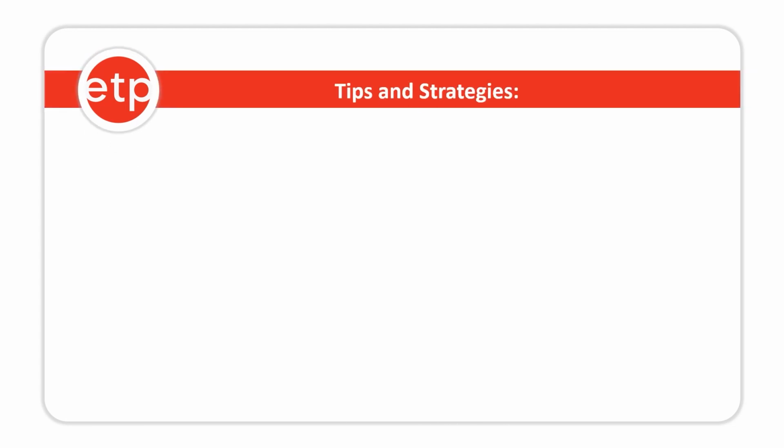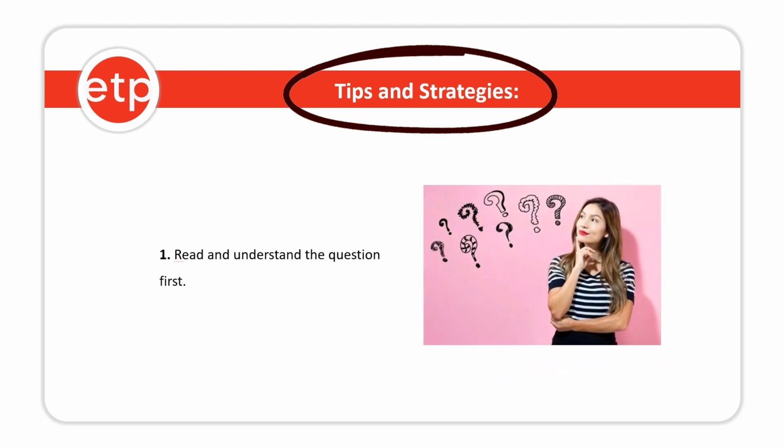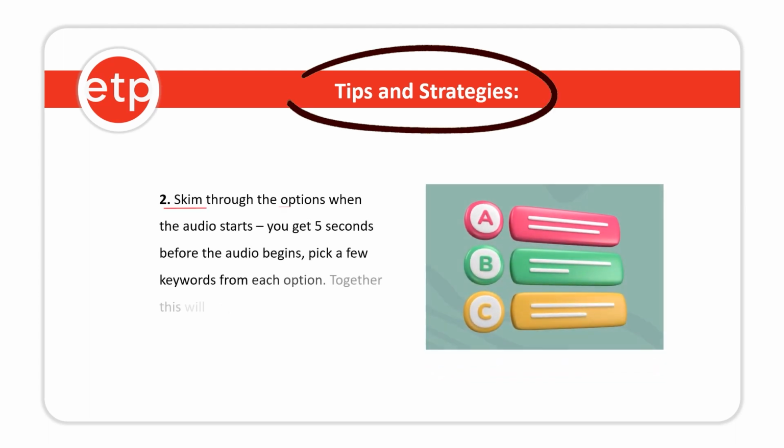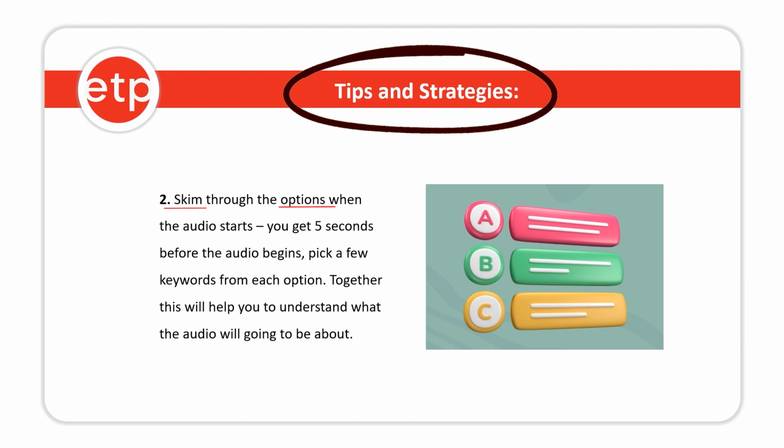Next are the tips and strategies that will help you to improve and score well in your exam. So the very first strategy is to read and understand the question first. Exactly, you don't have to just read the passage, you have to try to understand the passage. The next strategy is to skim through the options when the audio starts. In this case, you have been given 5 seconds before the audio begins. You can pick a few keywords from each option and try to skim it, because this will give you an idea what the audio will be about.